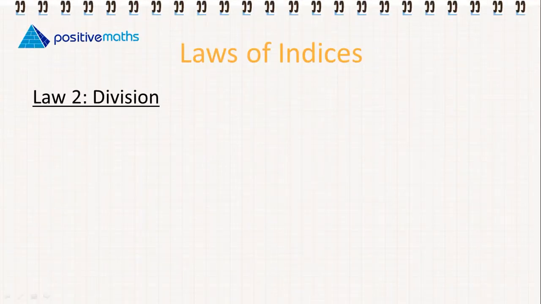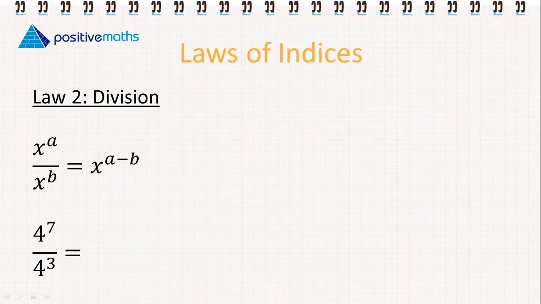Okay, law number 2. This has to do with division. So we have x to the power of a over x to the power of b. This will give us x to the power of a minus b. So let's do another example. We have 4 to the power of 7 divided by 4 to the power of 3. So this gives us 4 to the power of 7 minus 3. So we get 4 to the power of 4. Again, noting that our base number must be the same.